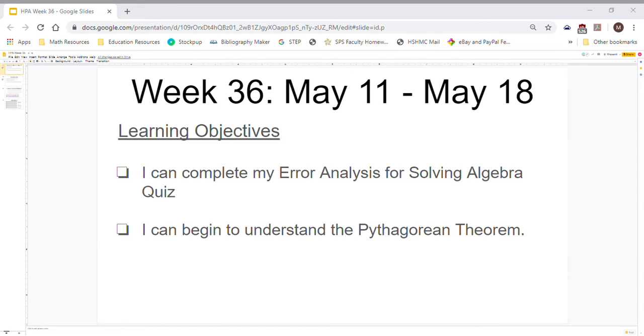Hi students, this is week 36, May 11th through May 18th, and the learning objectives for this week are the following. I can complete my error analysis for solving algebra quiz.